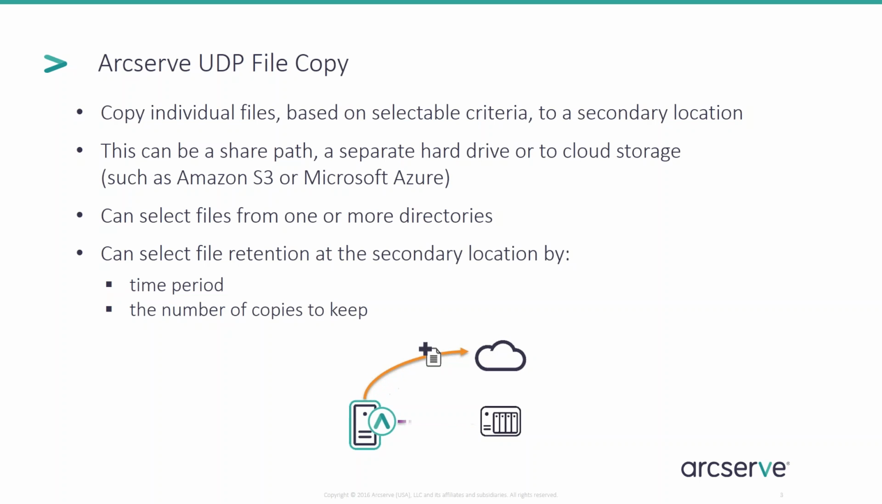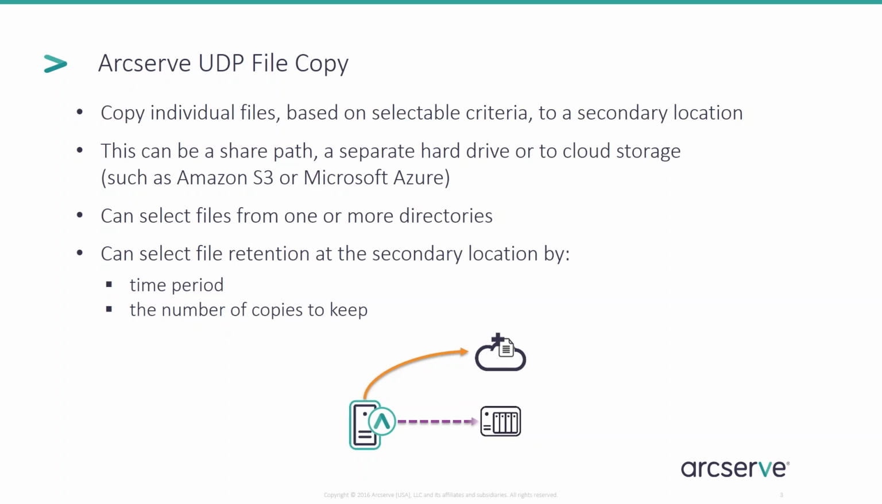So starting with the UDP file copy feature. File copy was a feature that was introduced with Arcserve D2D, and with the introduction of Arcserve UDP, it is a feature that we've basically kept and added more to. With Arcserve UDP file copy, after a UDP backup of a node is performed, we can nominate and select particular folders, and then within these folders select individual files to be copied to another location.